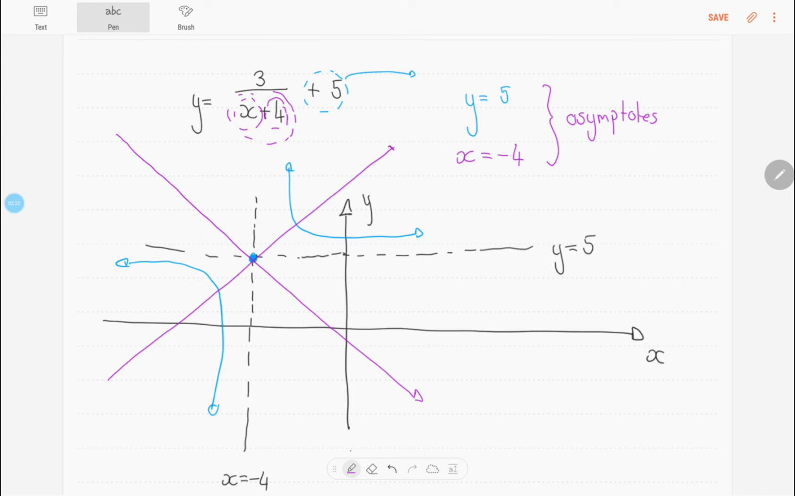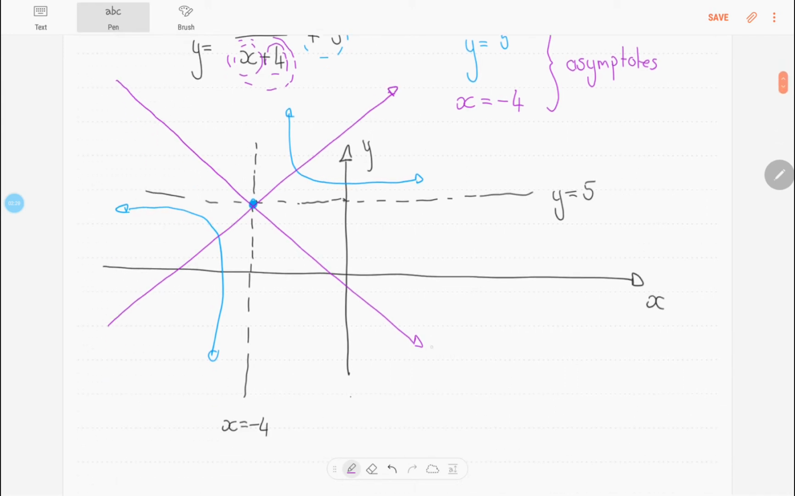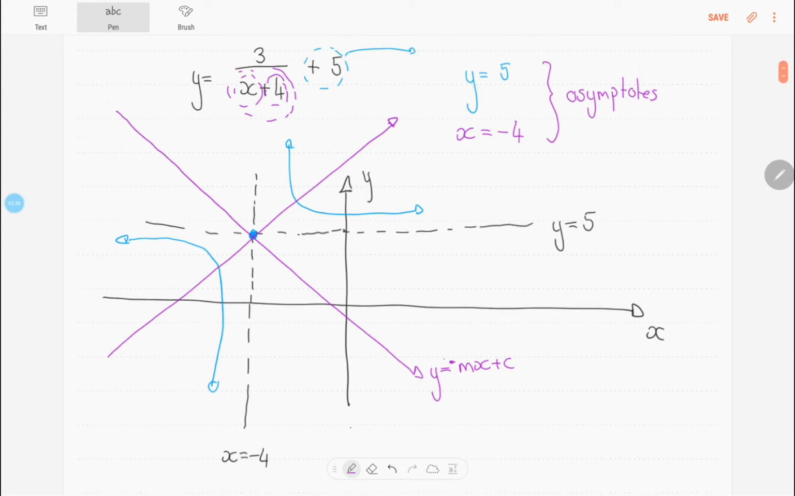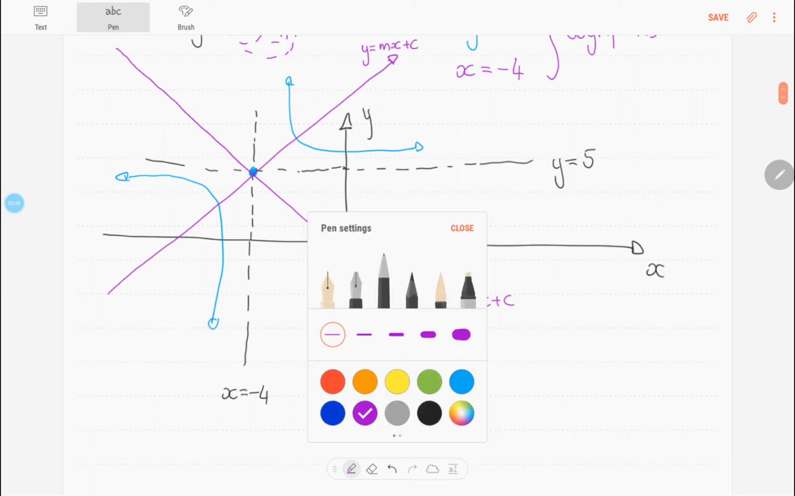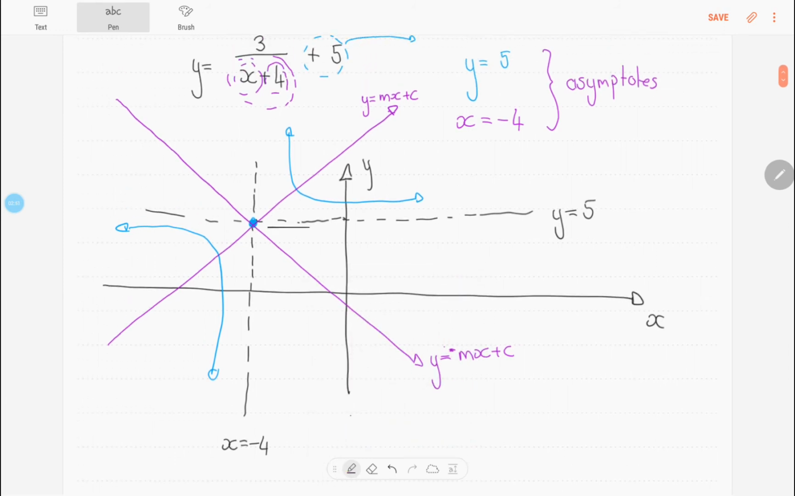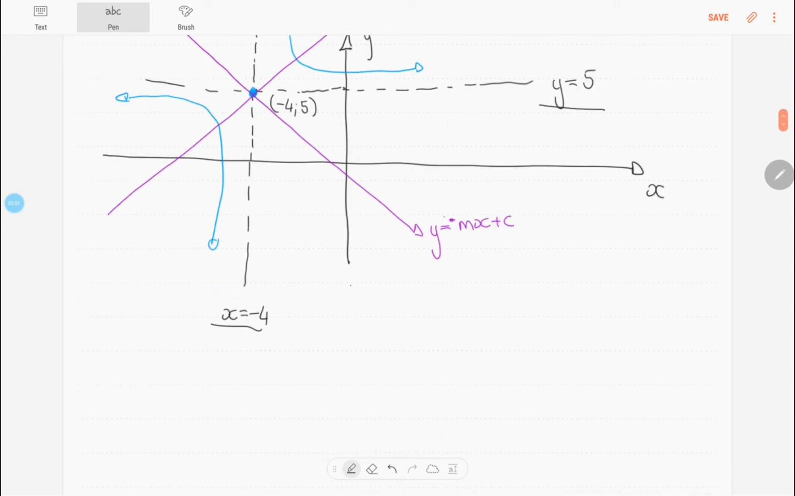What we can see is that this one here is y is equal to mx plus c, but it has a negative gradient. This one over here, our top graph, is y is equal to mx plus c, but it has a positive gradient. This point over here, where these two lines intersect, is minus 4 and 5. We just get that from the equations of our asymptotes. That's our point of intersection.